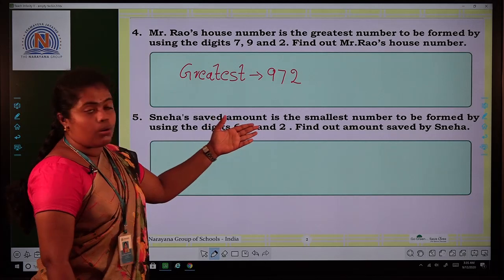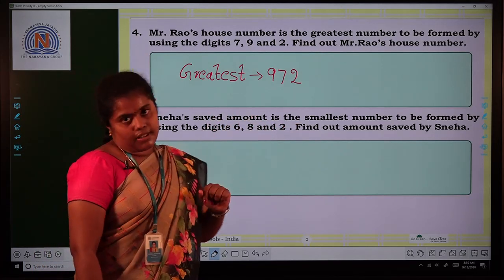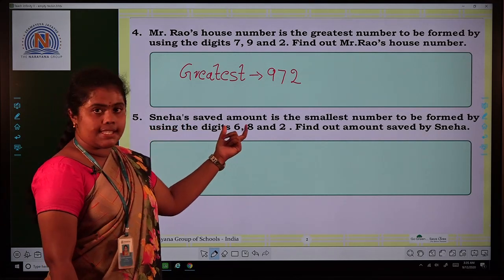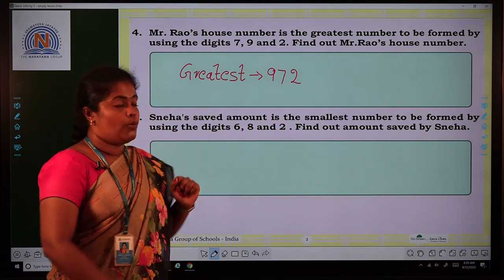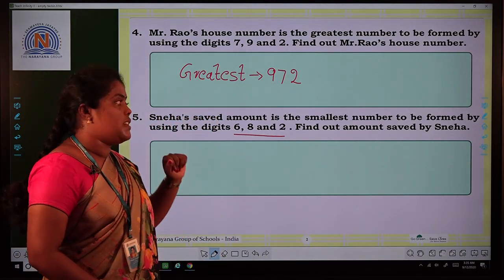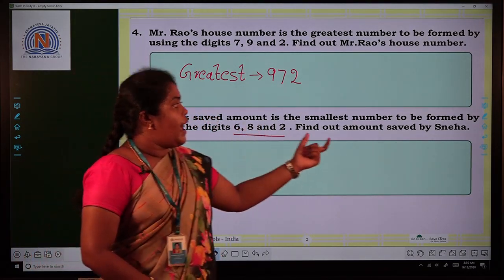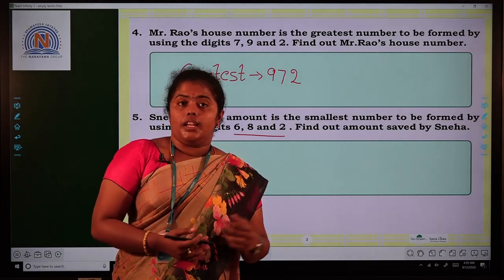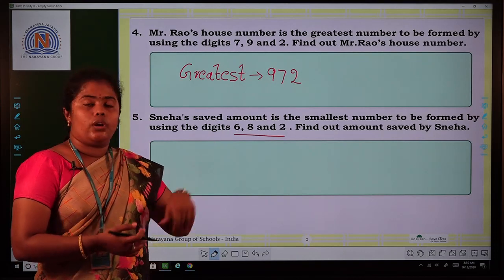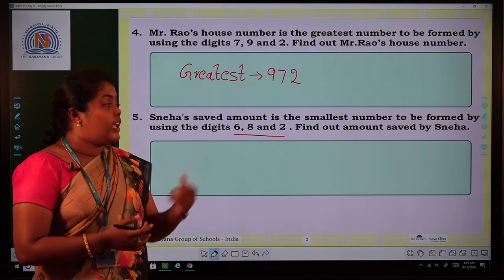Sneha's saved amount is the smallest number to be formed by using the digits 6, 8 and 2. By using these 3 digits, we have to form the smallest number to find out the amount saved by Sneha. It means Sneha saved some amount. Okay, we have to find out the amount. How to find out? They have given one clue.